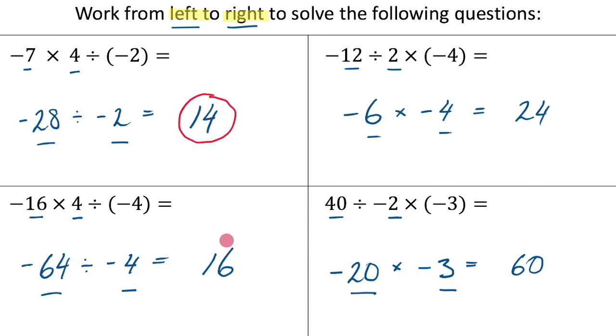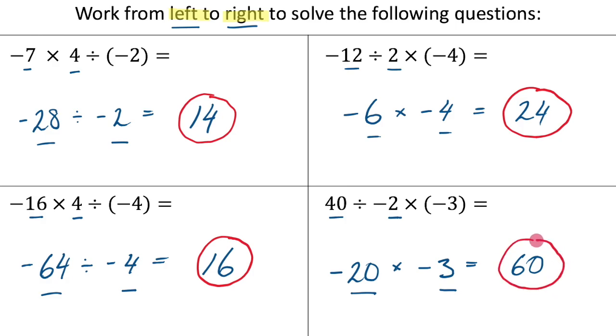So hopefully you can appreciate the technique that I'm using, which is just ignore the negatives at first, deal with them at the end. Just treat it like a normal multiplication or division, and then later on, think about your negative or positives, which is very important, but just deal with it at the end.